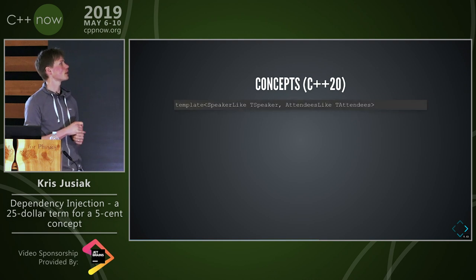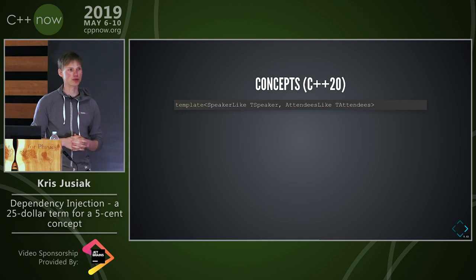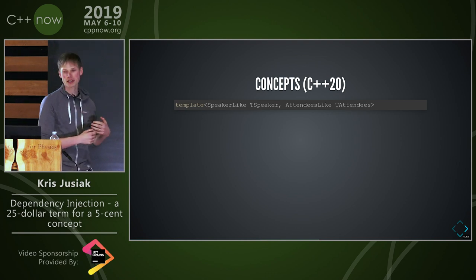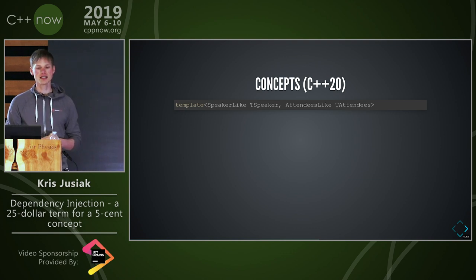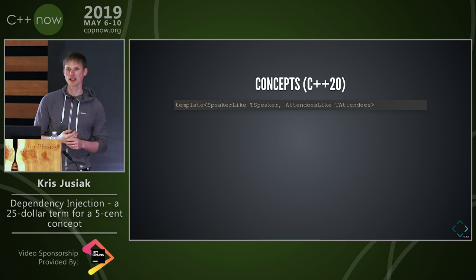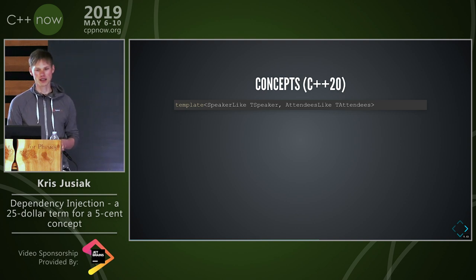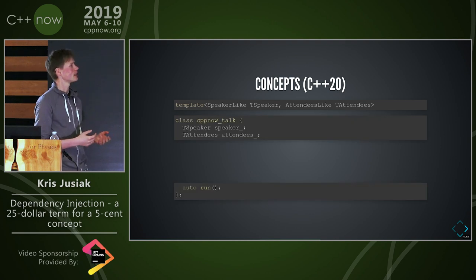So with concepts in C++20, instead of having the type name or a class, we'll just put the concept there. The speaker-like and the attendee-like are concepts, which we can also use with the requires clause afterwards. That's not really important, but the idea is that the type name itself will be a concept that will be verified at that time. So how will that be wired to DI?